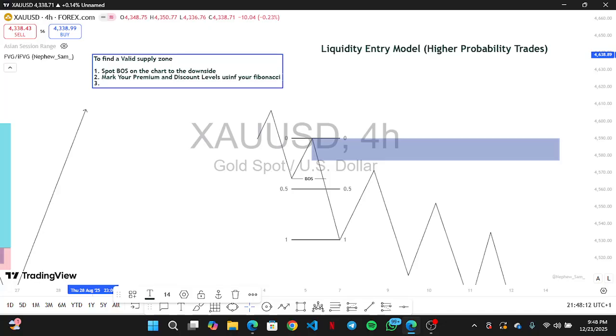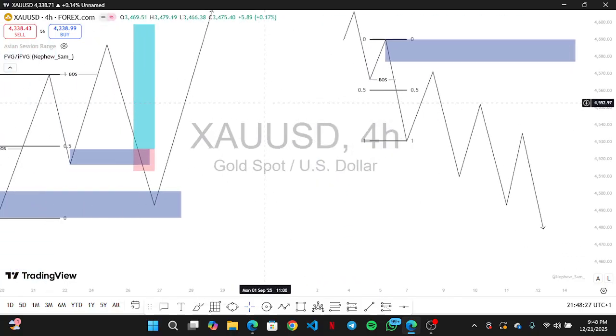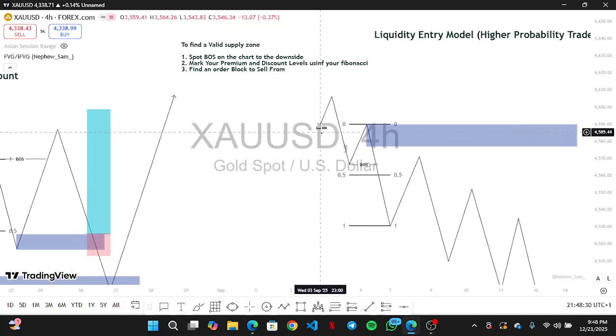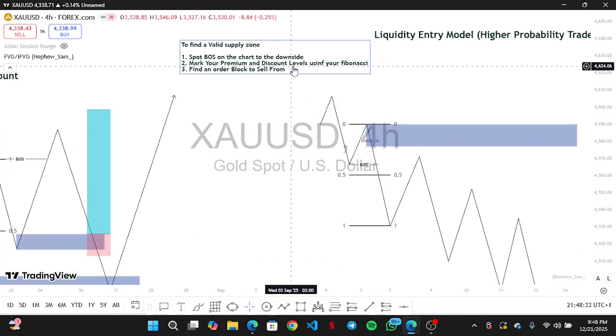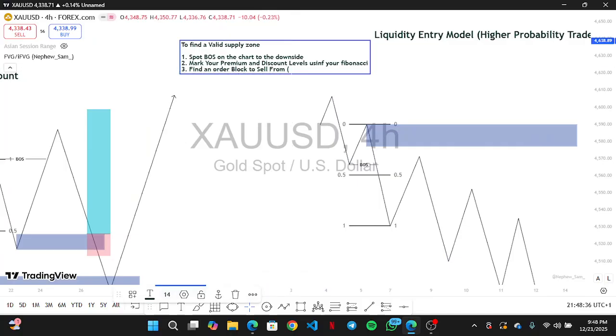So within this level now, the third step I'll tell you guys is to find an order block to sell from. An order block is basically the last bullish candle before price came down. I'll explain that to you guys later, but just last bullish candle. Wick is another thing I'll actually have to explain, but this is advanced. But let me just say that: find an order block to sell from.